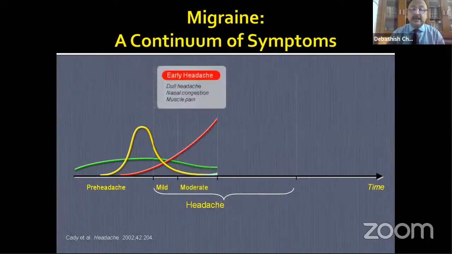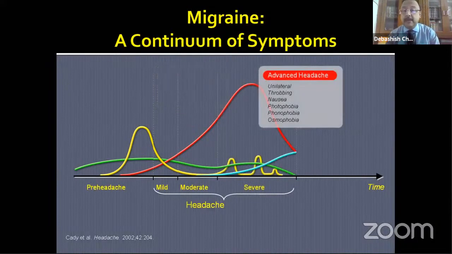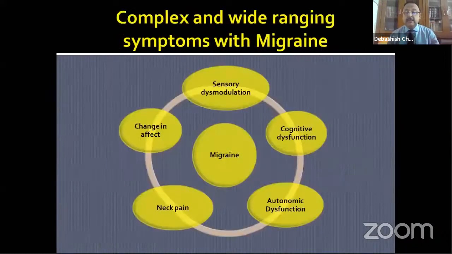And then the early phase of headache starts, the dull headache, nasal congestion, some autonomic symptoms, muscle pain, and then there is an advanced headache with the typical features of unilateral throbbing pain, nausea, photophobia, phonophobia, and osmophobia. And even if the headache is gone, there is a stage called postdrome, which consists of fatigue, cognitive changes, and muscle pain. So every stage may not be present in each attack or in each patient, but this is a mix of the symptom complex that you can see in migraine.